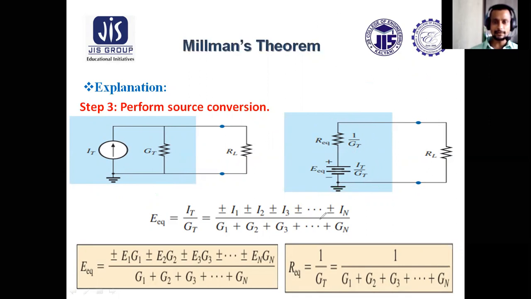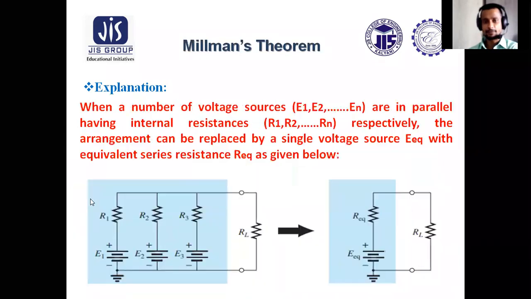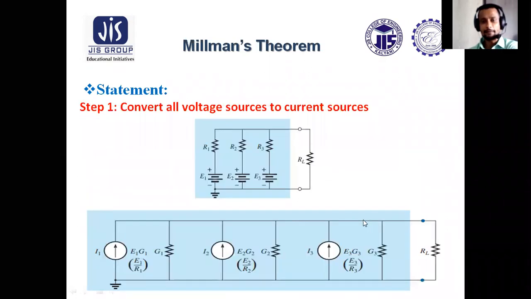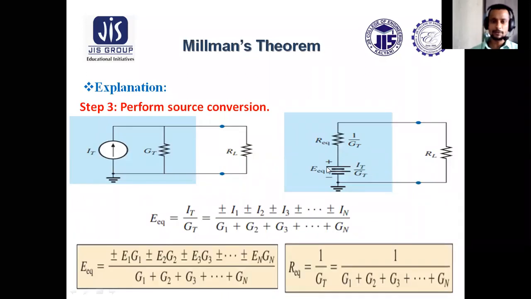So this circuit is mentioned earlier in the statement. See Eq, Req and RL. As I said, the statement is clear. The statement says we can convert this complex circuit to the simple one. The question was, what should be the magnitude of Eq and Req? To get the magnitude of Eq and Req, see here, Eq equals IT by GT, Req equals 1 by GT.